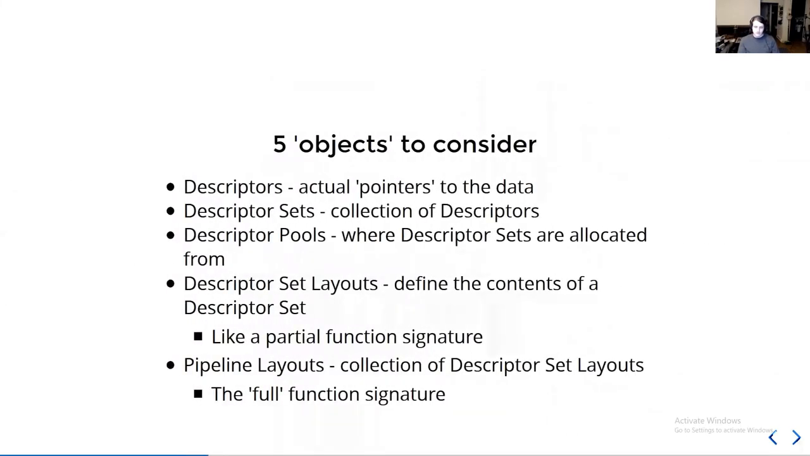There are five objects related to descriptors. A descriptor is just a reference to a piece of data, but they're stored in descriptor sets. So that's the actual collection of pointers. You can think of it like a shader binding table of pointers, so that when you bind a descriptor set, you are providing an entire set of pointers to all the data in that descriptor set.